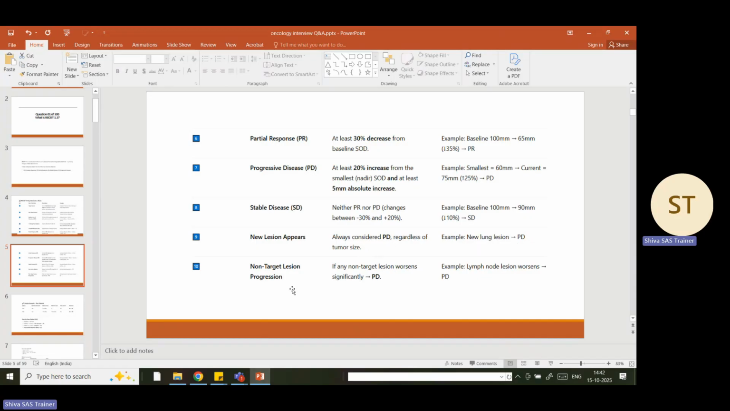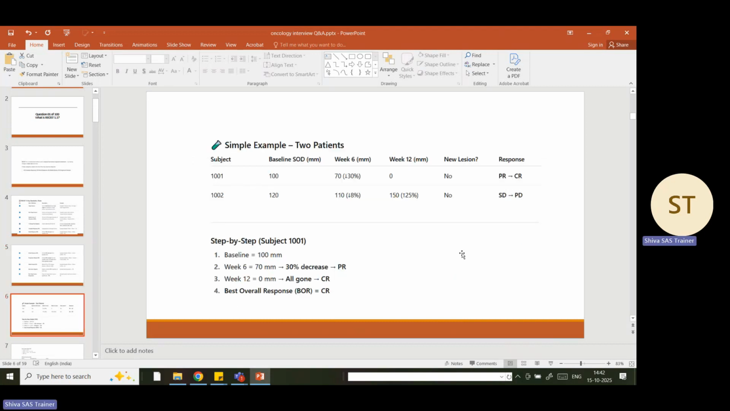Non-targeted lesion. So there are targeted lesions and non-targeted lesions. Non-targeted lesions are not able to be measured, but we can include whether they are present or absent. Okay. And next, here is an example to give more understanding about the RECIST guideline.